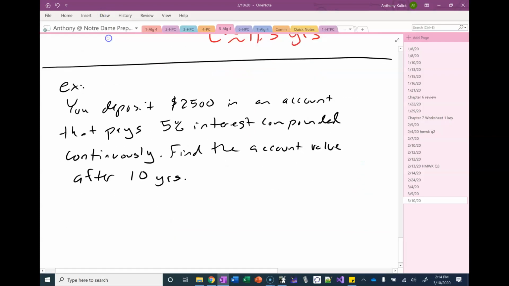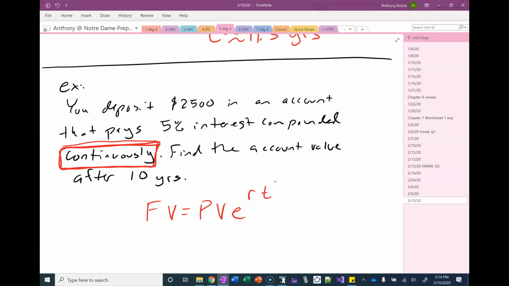So you deposit $2,500 into an account that pays 5% interest compounded continuously. Find the account value after 10 years. What word in that story prompt should jump out to you in bright red flashing letters as the most important word in that paragraph? Continuously. Why is that so important? It tells us the model that we need to use is this model rather than the compound interest model.